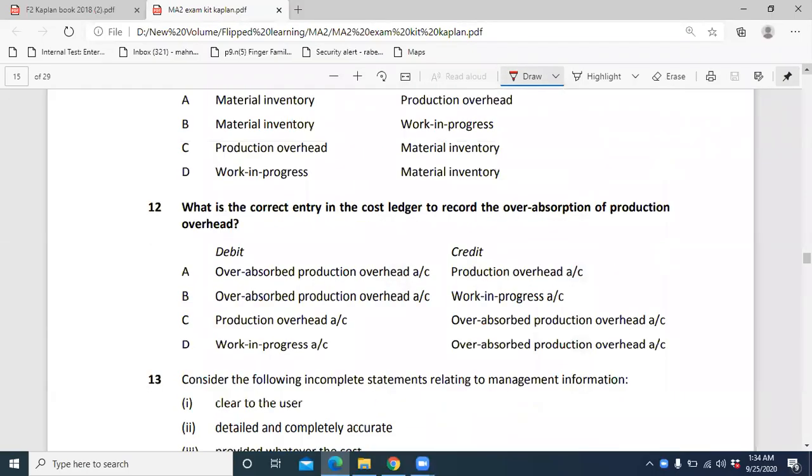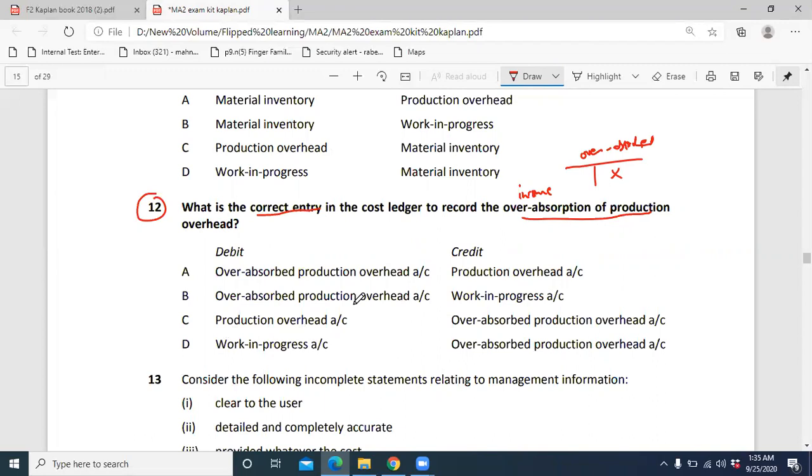Yesterday we did ledger entries for overhead under and over absorbed. Here's question number 12 that we're going to do right now. What is the correct entry in the cost ledger to record the over absorption of production overhead? I told you over absorbed overheads are your income, and they are credited in the over absorbed account, and also they are credited in the profit and loss account, because income is credited.